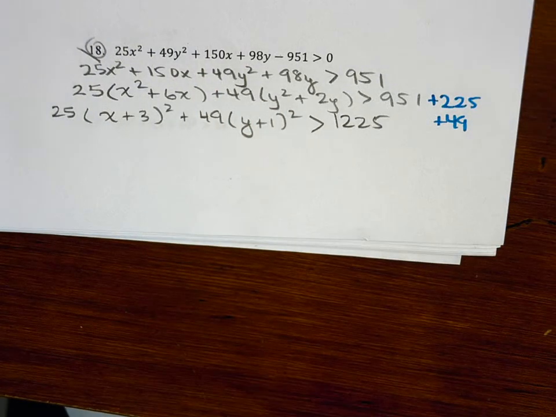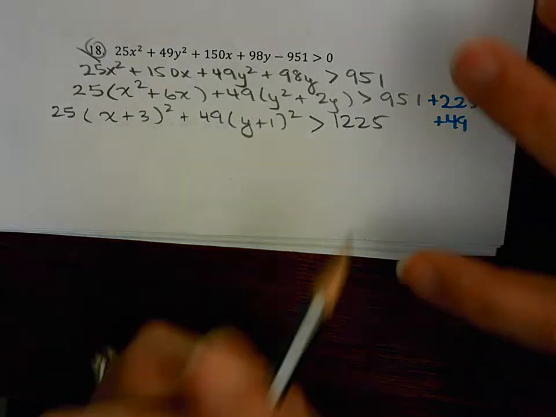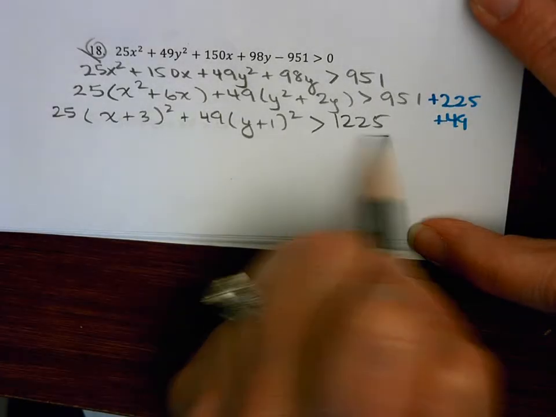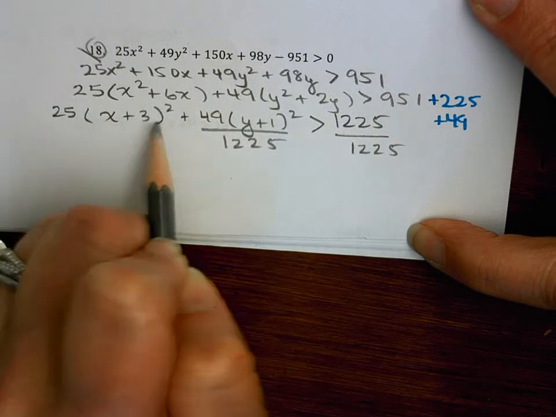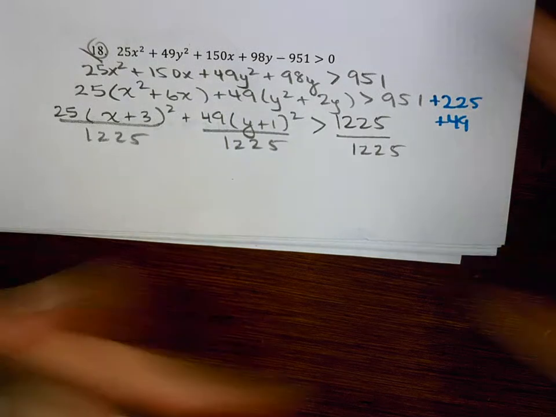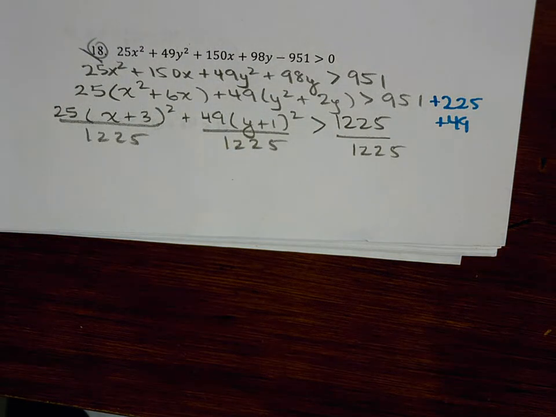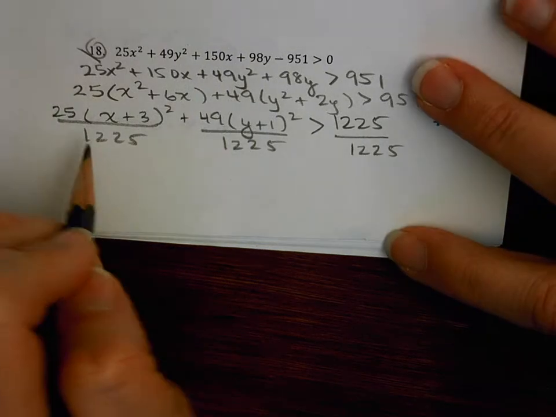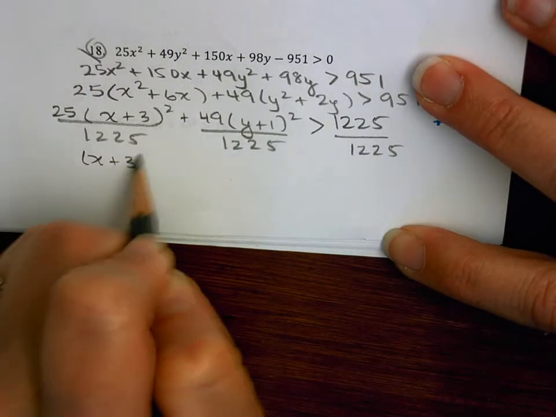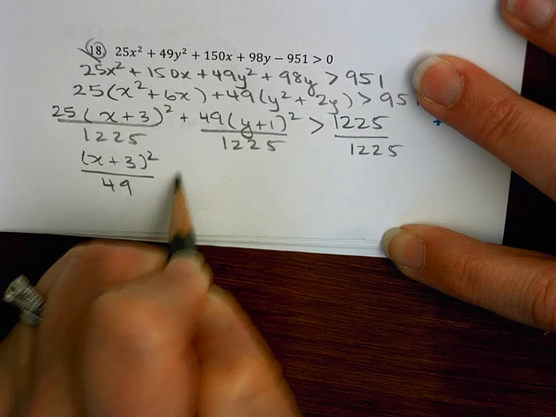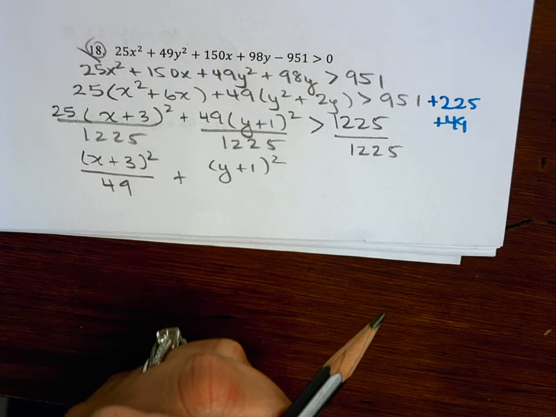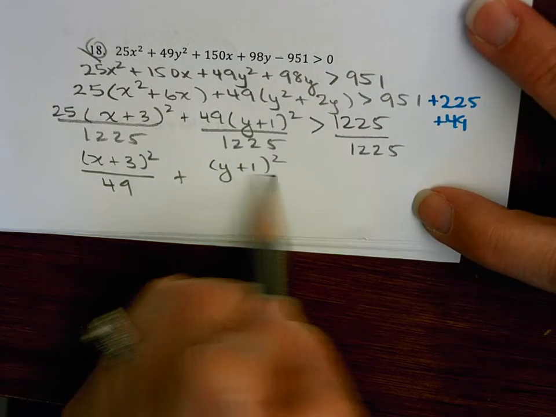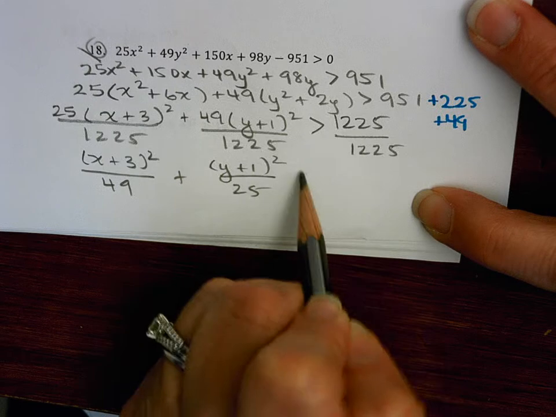And then because it's an ellipse, I want to make sure it's always equal to 1. In this case it's greater than 1, so that means I'm going to divide everything by 1225, and then divide that and reduce it. So I'll do 1225 divided by 25, and so I should get 49, which I do. And then divide here as well. Again, I'll do 1225 divided by 49, which is 25.